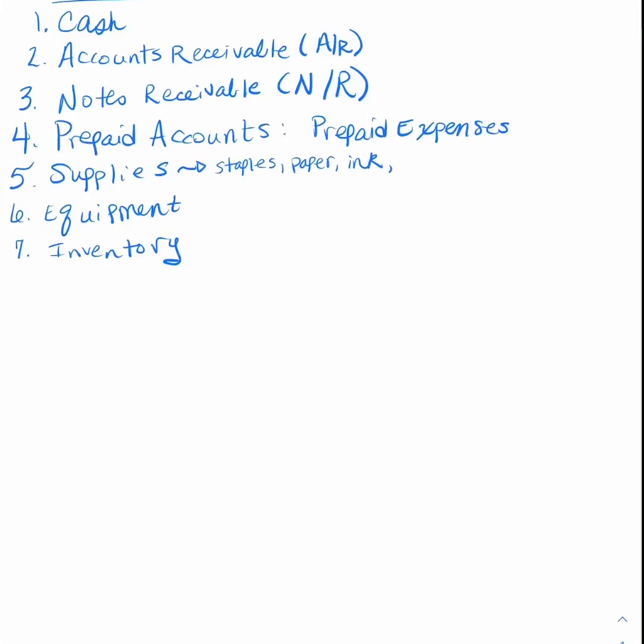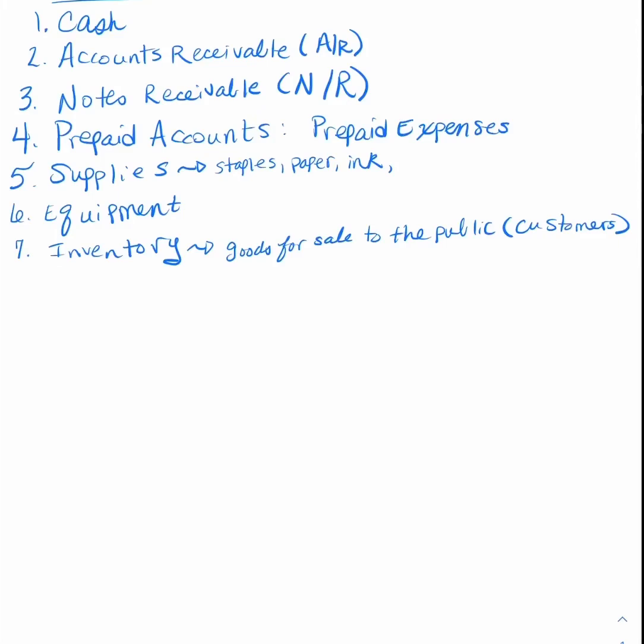So, that does not mean you cannot sell staples, paper, and ink, because if you are Office Depot and you sell staples, paper, and ink, then that could be in your inventory. So this is goods for sale to the public or to your customers. Whereas supplies are the things you use to keep your business running.